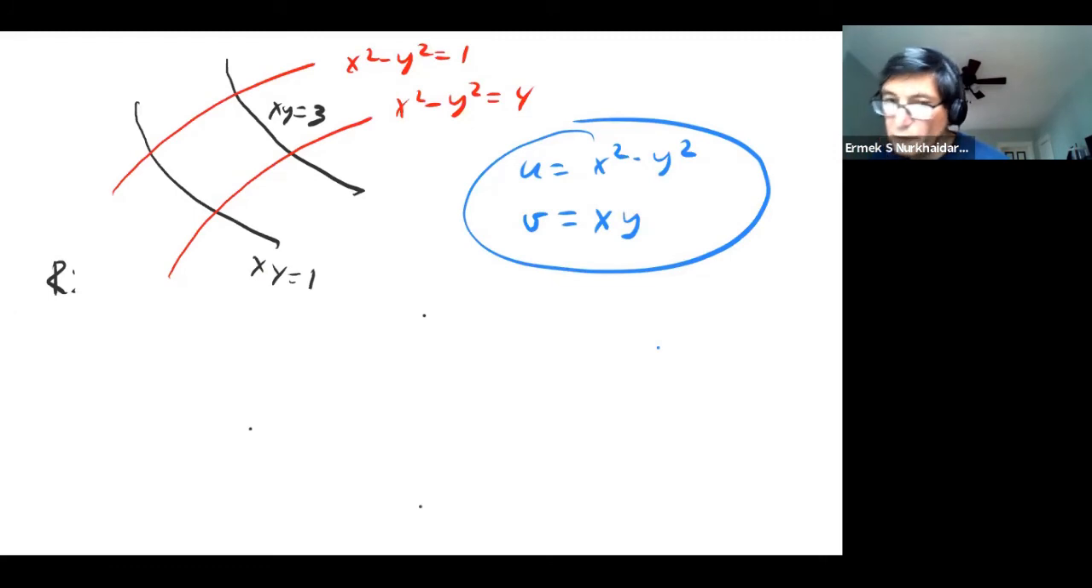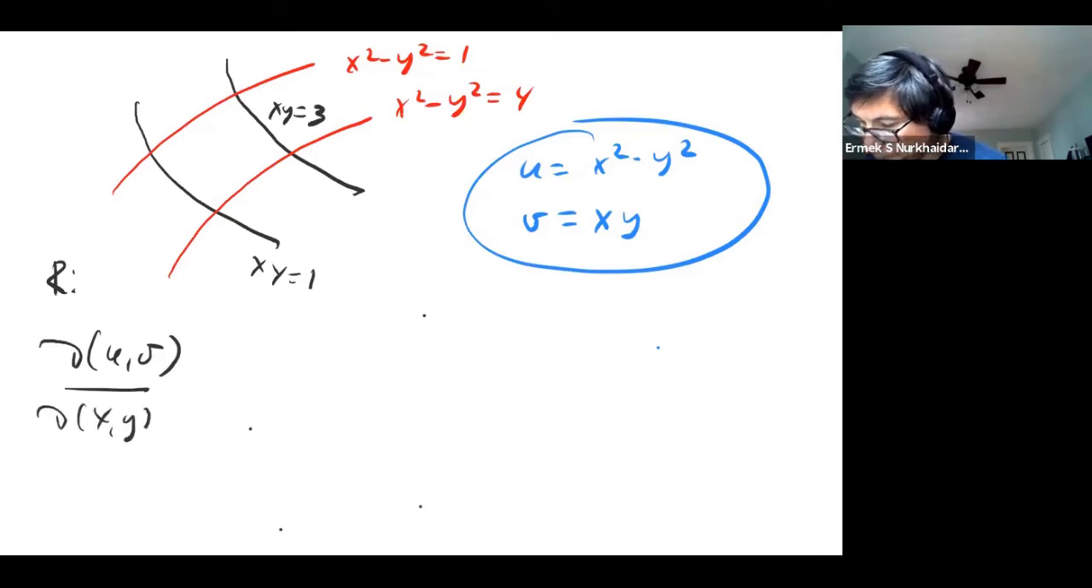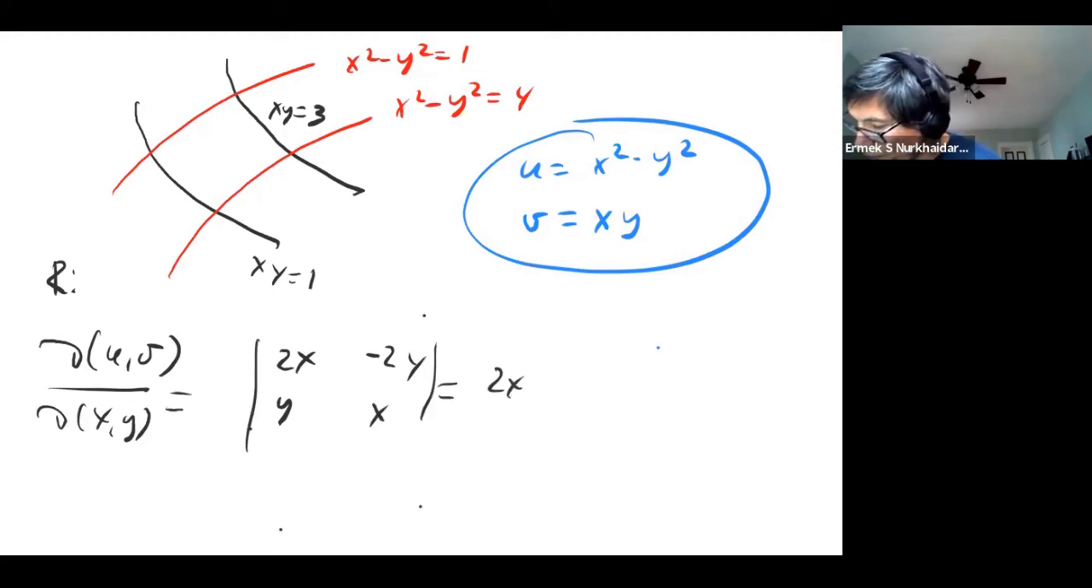Now, if I want to find the Jacobian for this one, I don't want to find x and y in terms of u and v. I mean, it's possible, but it will take a little bit more time than I want. So maybe I'll do it when I need to. Instead I will do it from u, v to x, y. So I'm going to get 2x, minus 2y, and then y, and then x. So we're going to get 2x squared plus 2y squared. So 2 times (x squared plus y squared).